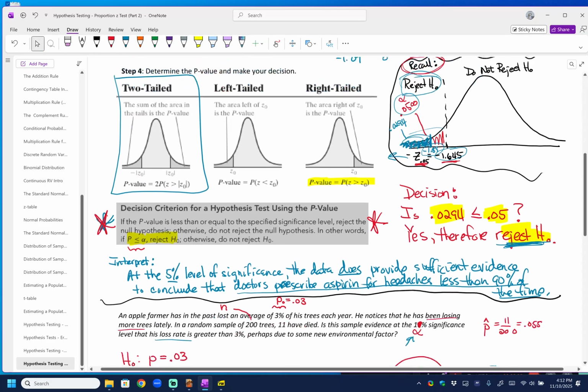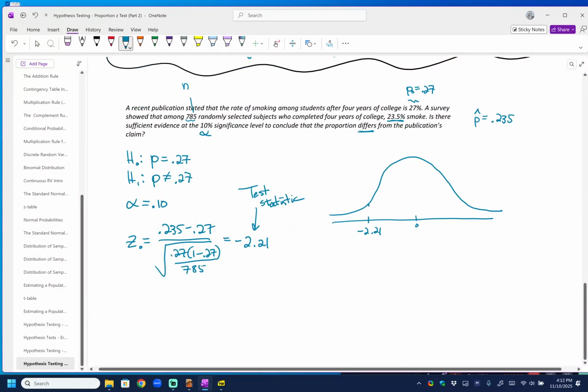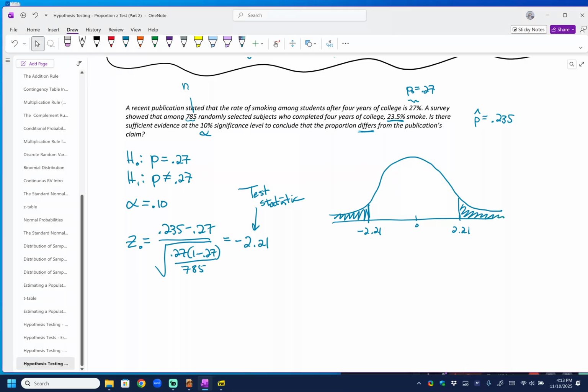So we got negative 2.21, which is going to have an area to the left, which means we also have to have its symmetric buddy, positive 2.21, on the right side, which means we're going to shade on the other side of 2.21. Moving back to our graphic here.